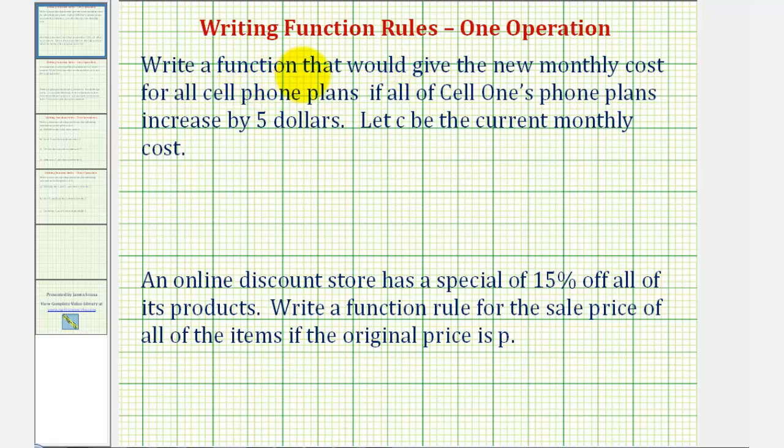Welcome to a lesson on writing function rules given different situations. In this video, we'll take a look at 4 different situations and write a function rule for each.